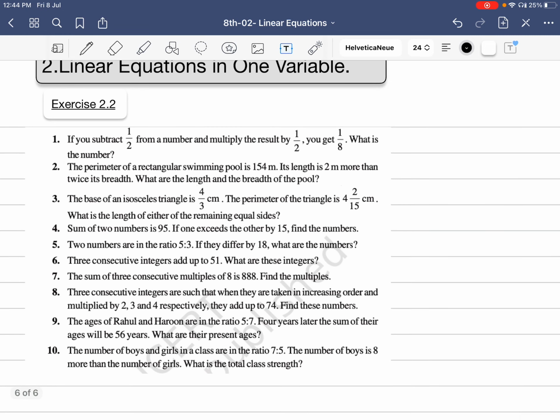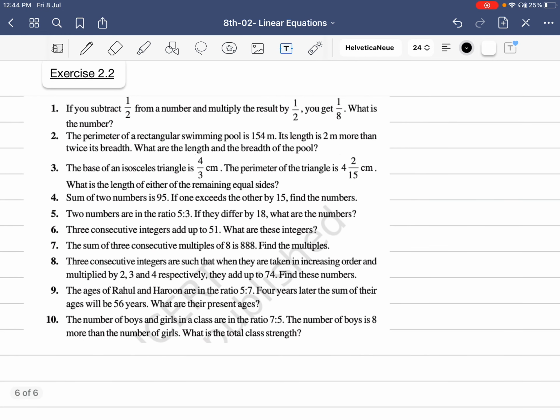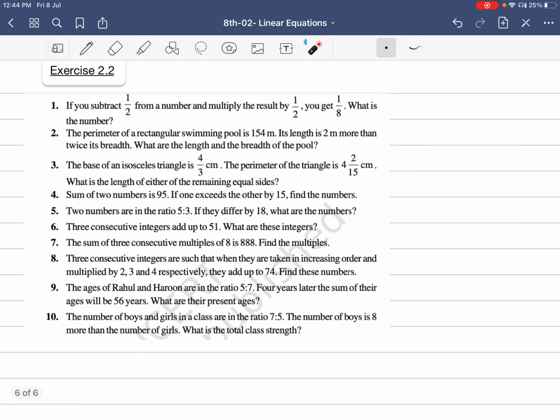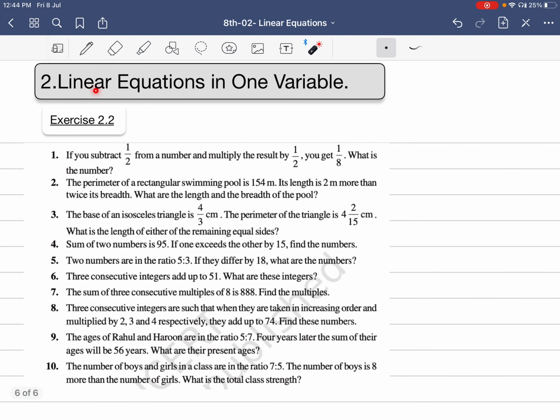So as you can see, all these questions from exercise 2.2 are word problems. Basically we are given some problem statement in terms of words, in terms of English language, and there is a hidden mathematical equation in that problem statement. All we have to do is understand the description that is given and try to form a linear equation in one variable. We have to always form a linear equation in one variable from these problem statements and then try to solve that equation and arrive at the solution.